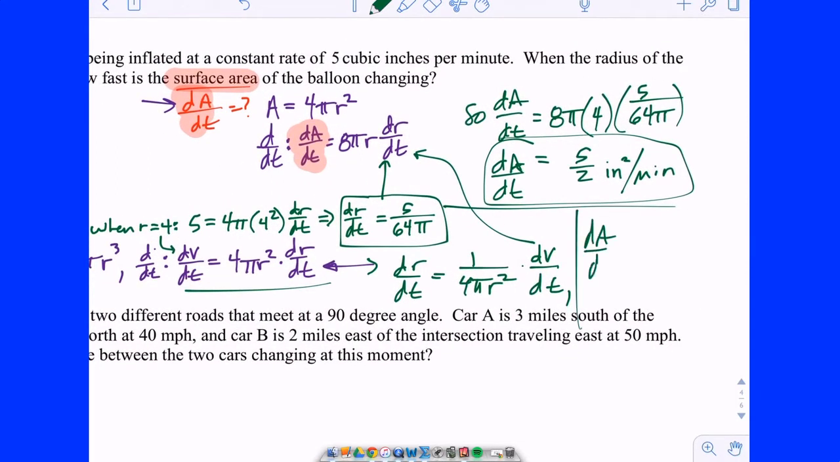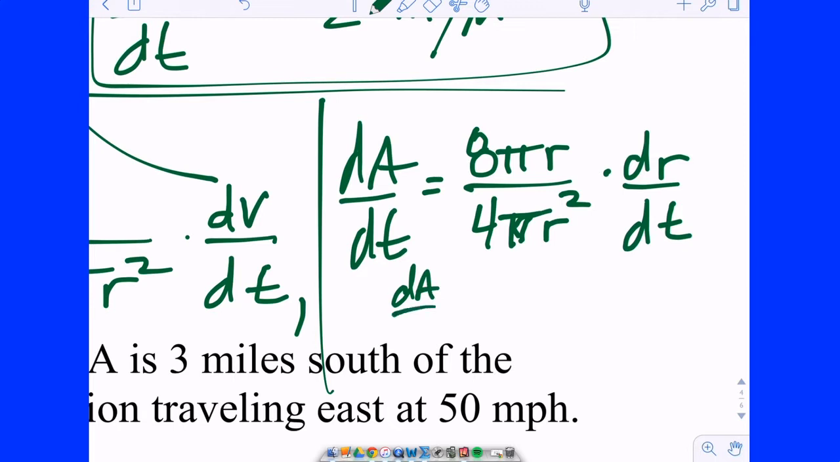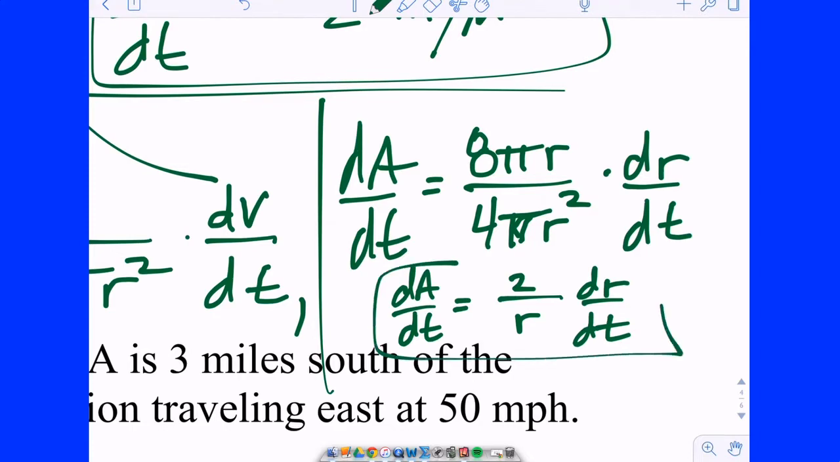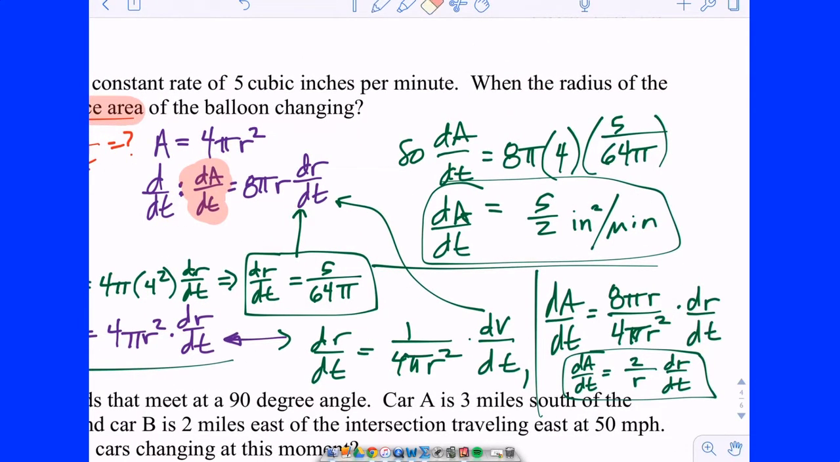And we're running out of room. dA/dt would equal 8 pi r, and then times 1 over 4 pi r squared, so 4 pi r squared in the denominator, times dr/dt. And of course, if you simplify that, now I can zoom in. dA/dt would equal, let's see, your pi's divide out, and one of your r's divides out, so you're left with 2 over r times dr/dt. Oh, I'm sorry, times dV/dt. My bad. That would be dV/dt. There we go.